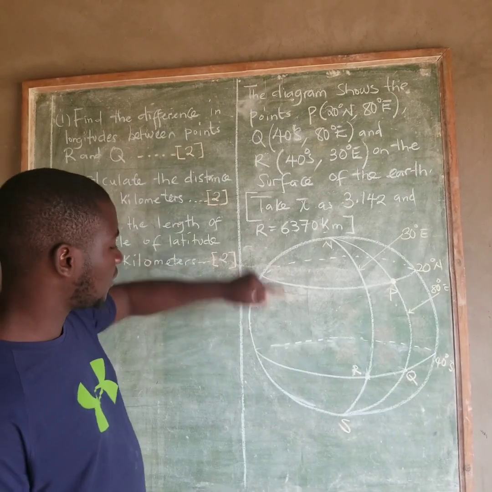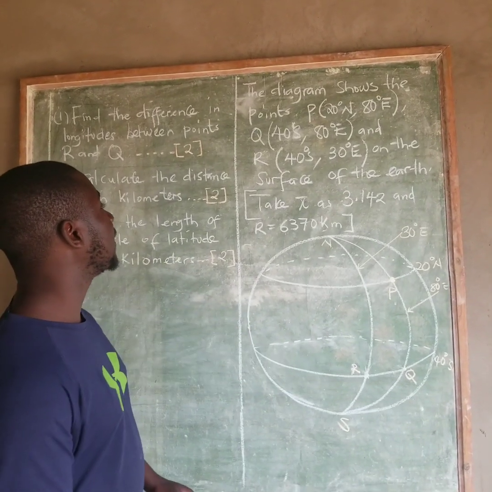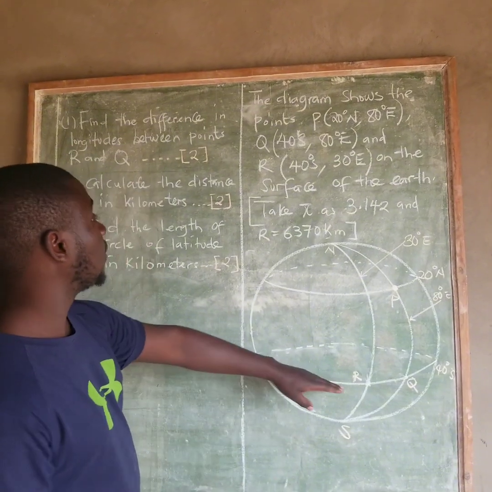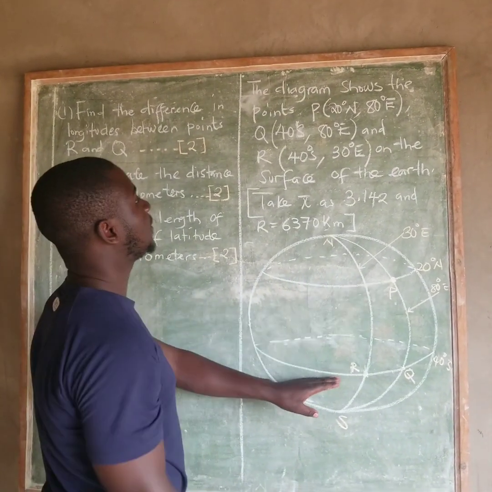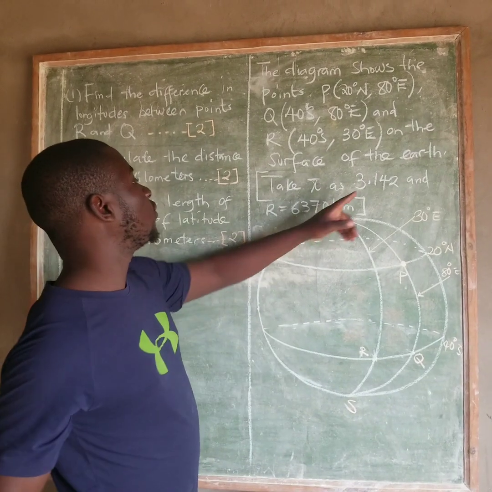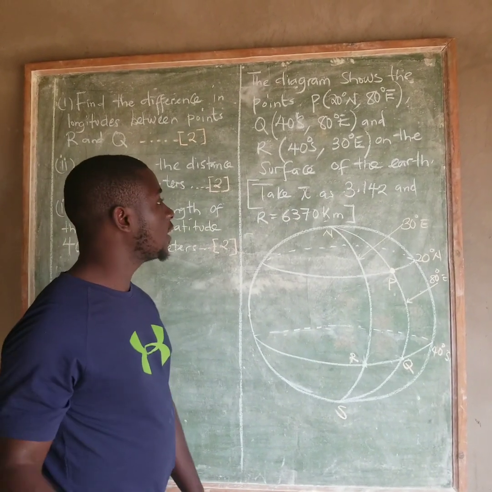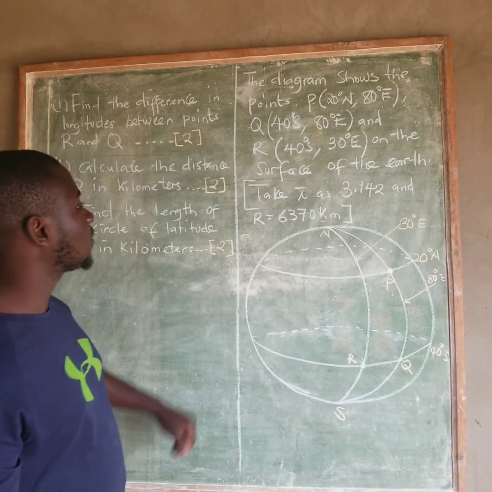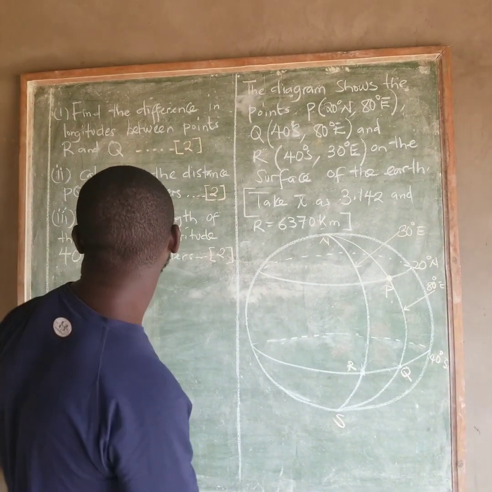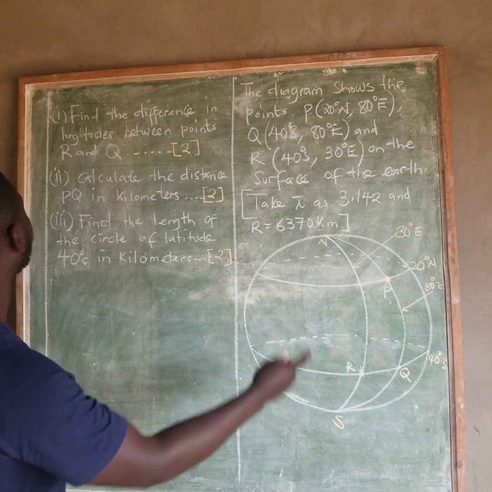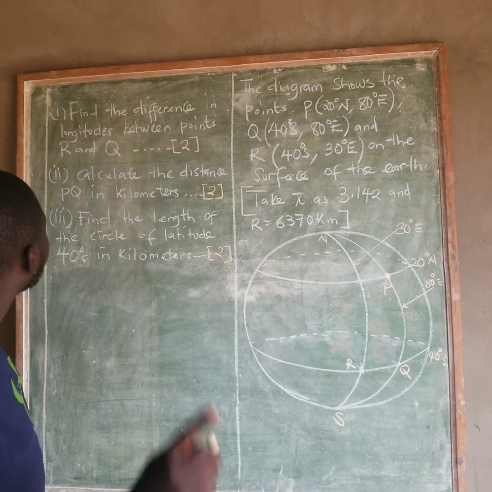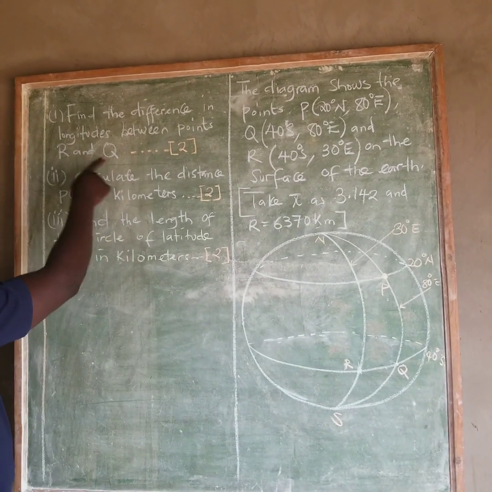Then the other point is R here, given by the coordinates 40 degrees south and 30 degrees east, on the surface of the earth, taking pi to be 3.142 and the radius of the earth to be 6,370 kilometers. So, find the difference in longitude between points R and Q, 2 marks.